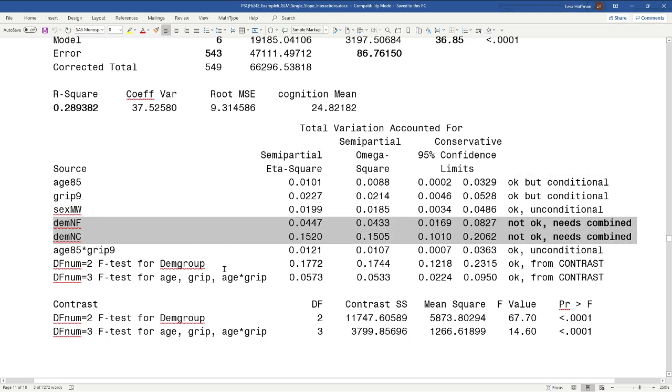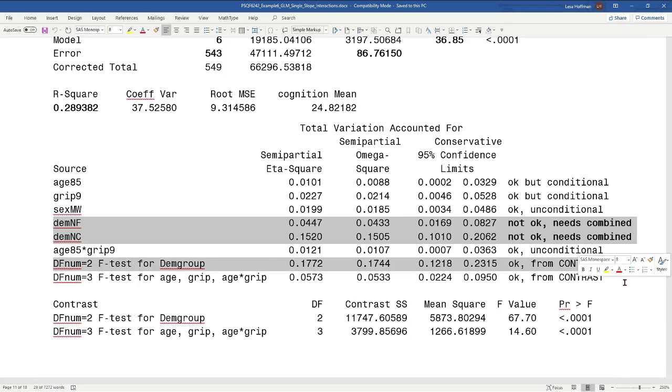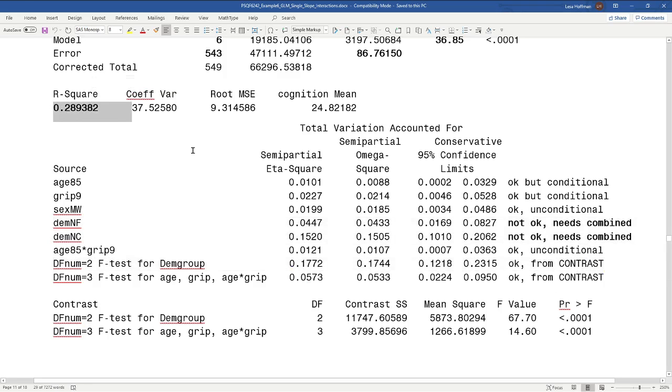I note that these two terms, because they share a common reference group, these semi-partial eta squares are not valid. They need to be combined into one combined term for both of them to be able to describe the amount of the R square that is due to dementia group. So that is one of the reasons why I asked for that, which was provided by contrast, the set of those two dummy codes that together differentiate the 3 means accounts for 17% of the variance. So we only got about 29 altogether, so the bulk of that is due to dementia group.